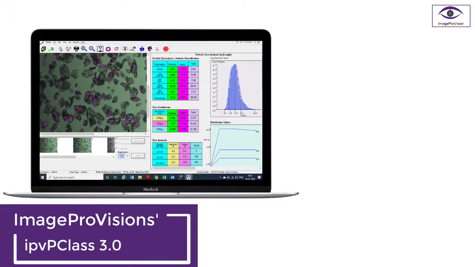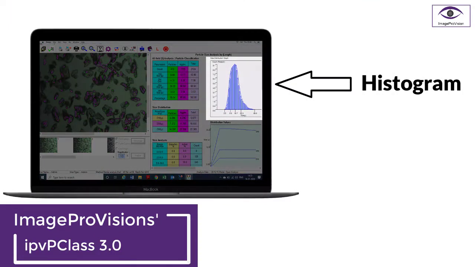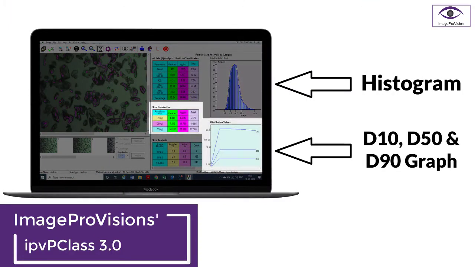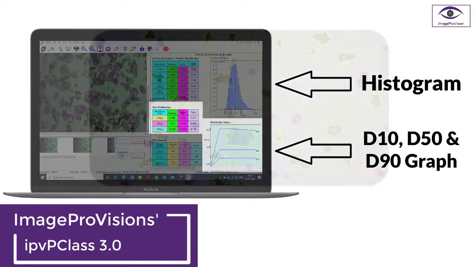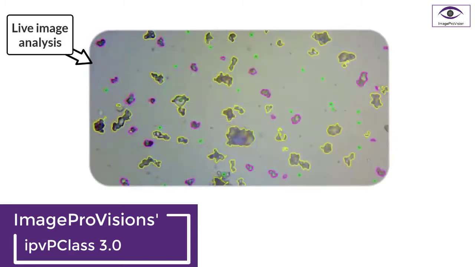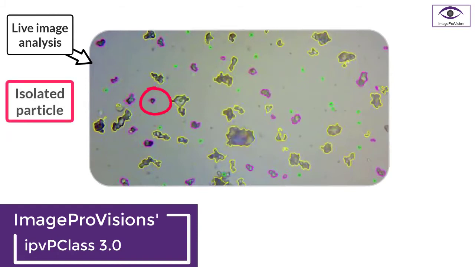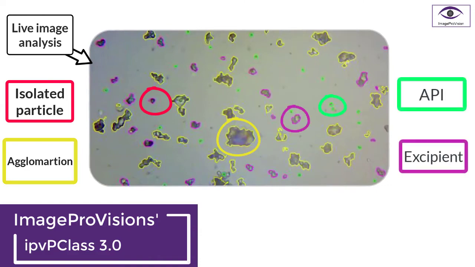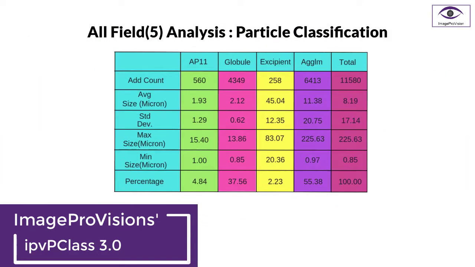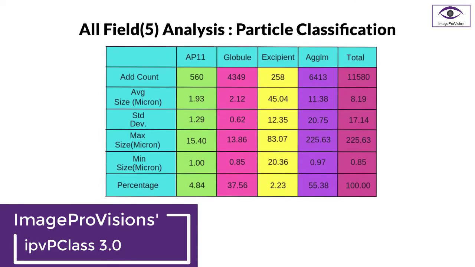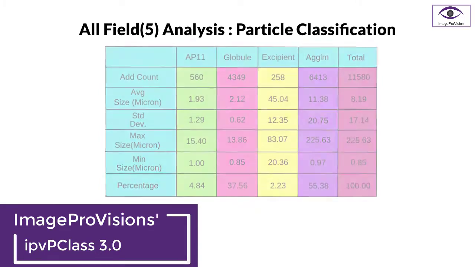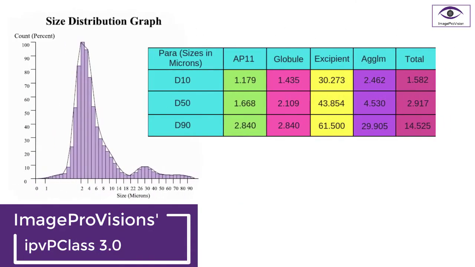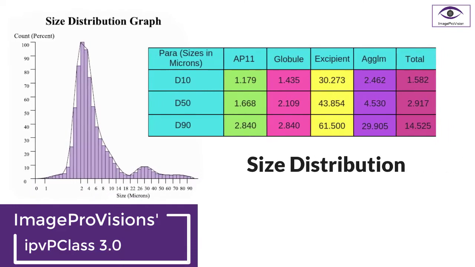ipvAutoClass software works through its patented algorithm to generate a histogram, and D10, D50 and D90 graphs are plotted. Each particle gets identified, and further classified as isolated particles and agglomeration. Whereas, isolated particles are further classified as API, excipient etc. Statistics are calculated in terms of particle count, minimum, maximum and average size of particle. Separate statistics is generated for each type of particle.